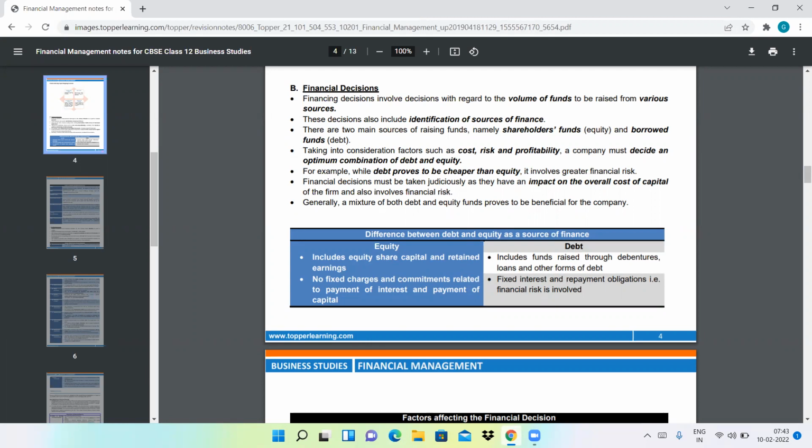So we basically have two different funds. One is shareholder fund and another is borrowed fund. Shareholder fund is a source of raising money through equity, and borrowed fund is the source of raising money through the debt market.